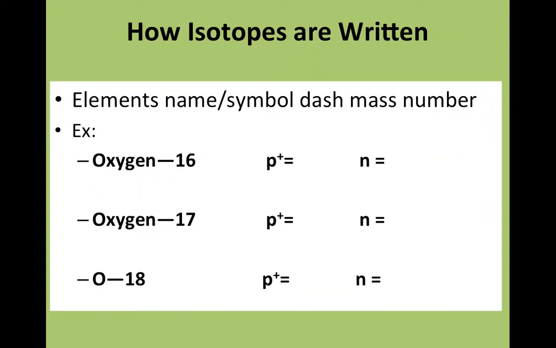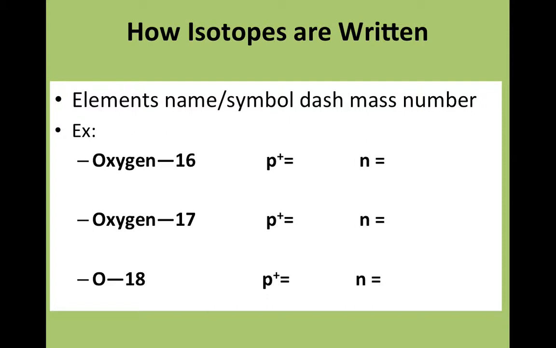Now, here we have how isotopes can be written. We start, first of all, with oxygen. Oxygen, when we look on the periodic table, has 8 protons. And in this instance, it is oxygen-16. That means that is the total of the protons and neutrons. So its protons are 8. Its neutrons are 8. So remember, subtract your protons from your mass number.